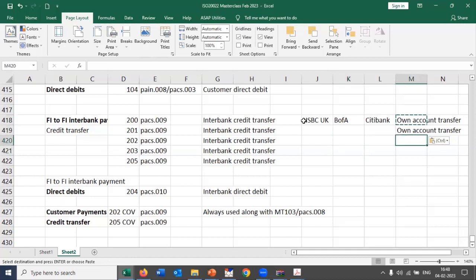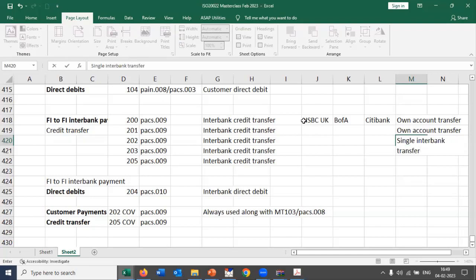202, you know that HSBC wants to pay Citibank, or maybe HSBC wants to pay ICICI for some different purpose. It's not transferring its own money to ICICI. It is paying ICICI maybe because we are giving a loan, or maybe we have purchased some currency or securities from them. For that, we want to make a payment. 203 is similar. So in 202, I got a single interbank transfer. And in 203, I got multiple such transfers.